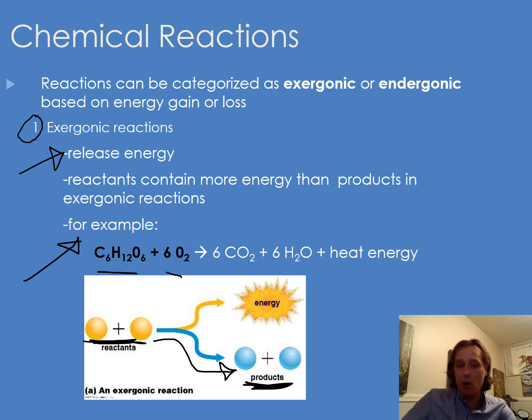Where did the energy go? It was released, and specifically, it was released as heat energy, some other things as well, but we'll just say heat energy. Same thing for starting a fire in the fireplace. Wood has a lot of energy. Ash has very little energy, and where's the difference? Well, the energy was released in the form of heat. These are exergonic reactions.